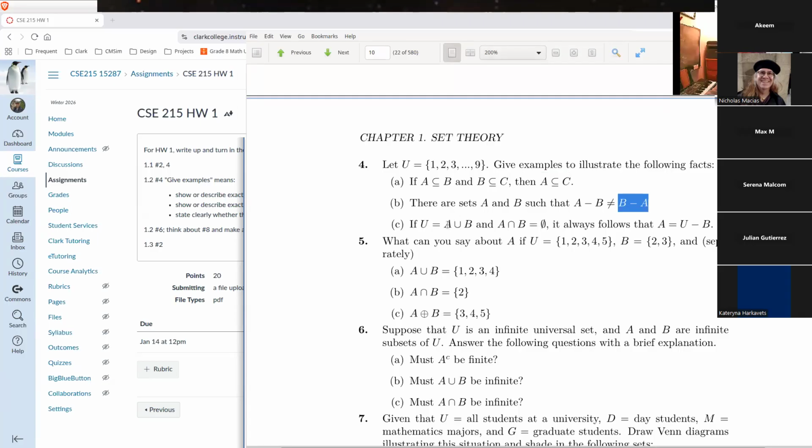And then for C, pick two sets A and B such that their union is this entire universe, and their intersection is the empty set. And then show me what U minus B is, and make the observation that that's the same as A.